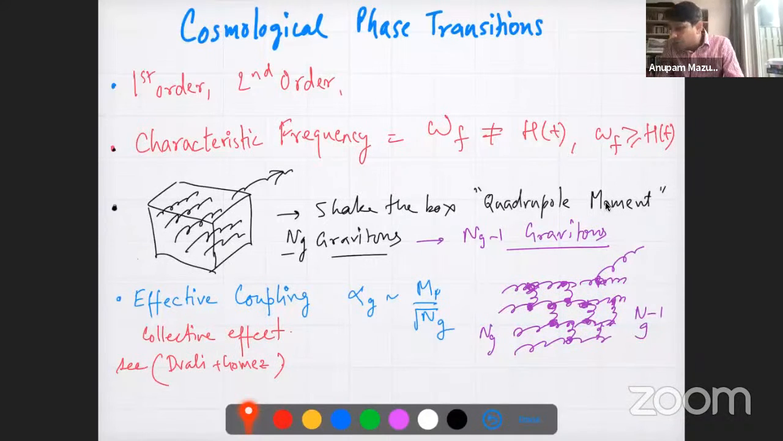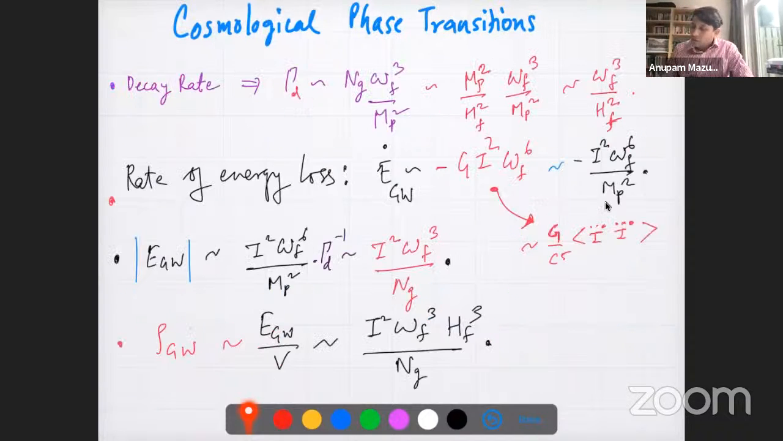So how do you envisage the phase transition? You replace the phase transition by a number of gravitons, ng gravitons, and you shake the box. If you shake the box, what will happen? You will lose some gravitons. And you can compute that again from the arguments I have shown you before, that the effective coupling of graviton becomes very, very tiny in presence of large n. This is a collective effect which was already observed by Dvali and Gomez. So you can compute for any phase transition.